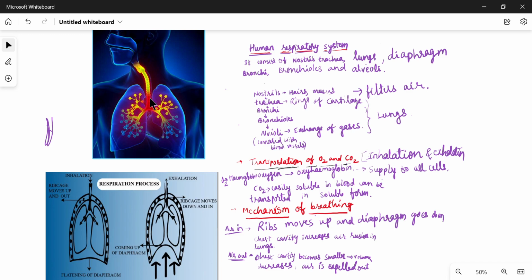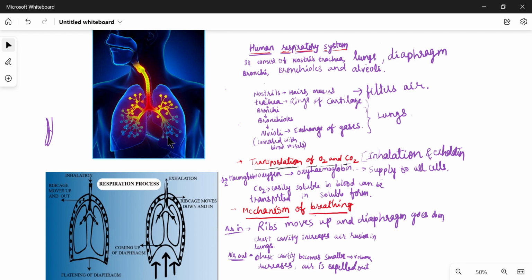Trachea is made up of rings of cartilage. Trachea is made up of rings of cartilage because it will avoid collapsing, so air can straight away enter inside the bronchi. And then it goes to the bronchioles and reaches alveoli. Alveoli are also called air sacs, which contain very thin capillaries. And the exchange of gases takes place on the surface of the alveoli itself.